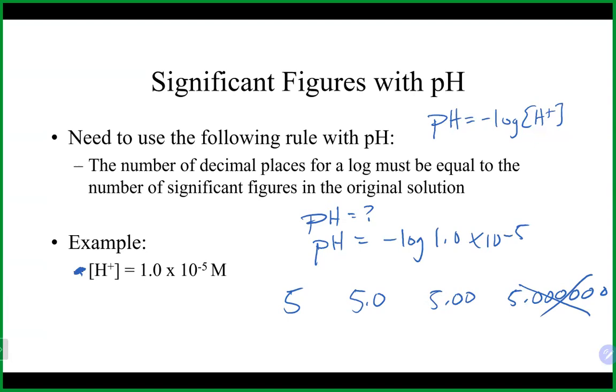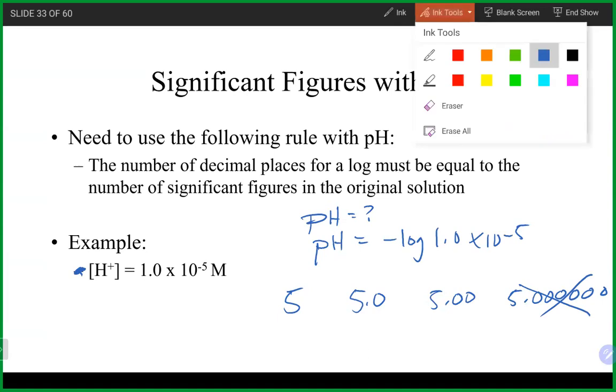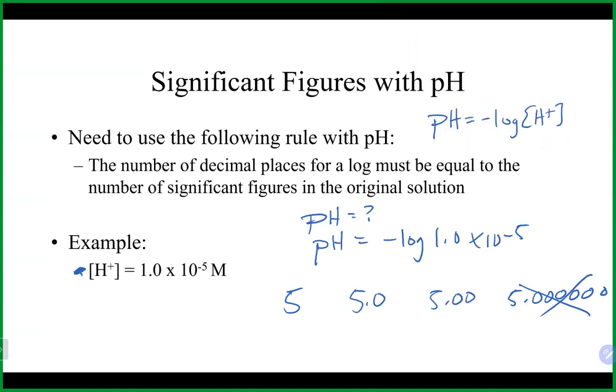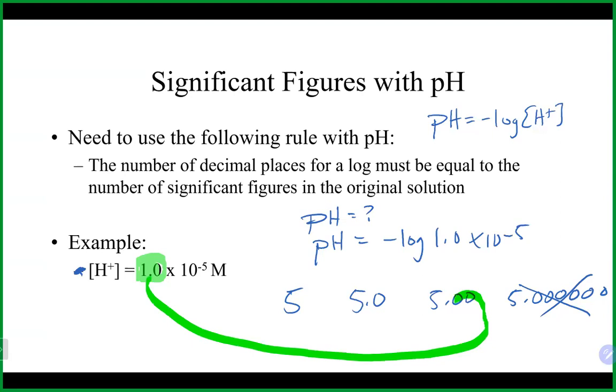5, 5.0, 5.00. So the rule is, the number of significant figures in this number is how many? It is 2. That is not how many significant figures you should have. It is how many decimal places you should have. So you should end up with 5.00. We're going from significant figures to decimal places, and later when we talk about going from pH back to H plus, decimal places to sig figs. So again, not sig figs to sig figs.